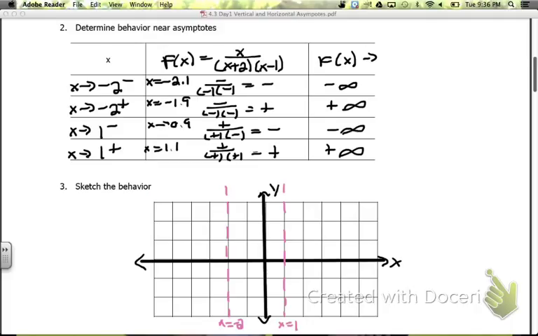As we look at x approaching negative 2 from the left-hand side, our function will be approaching negative infinity. As it approaches negative 2 from the right-hand side, it's going to approach positive infinity. As x approaches 1 from the left-hand side, it is approaching negative infinity, and from the right, positive infinity. That's all I want us to do at this present time when I'm talking about sketching our behavior. But in our next examples, we'll be looking further using our different asymptotes.